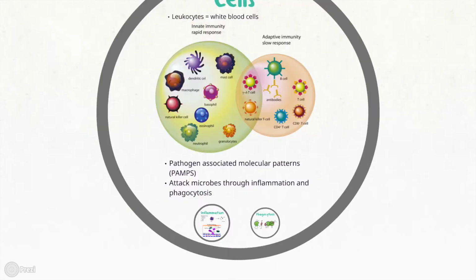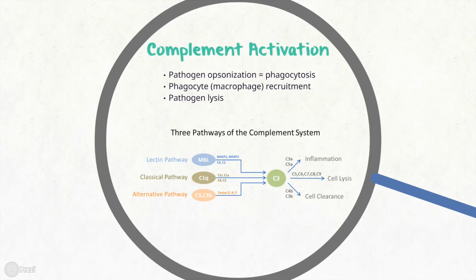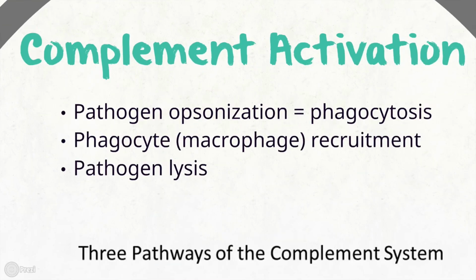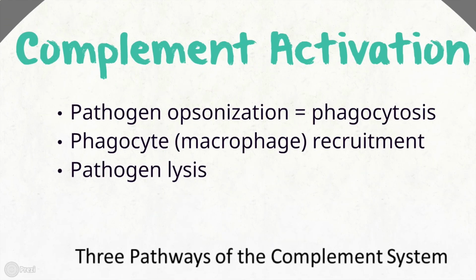There is also an innate mechanism in place known as the complement system. Essentially, this pathway consists of multiple proteins which activate each other in a cascade-like fashion. This complement activation results in pathogen opsonization, which means that the pathogen is marked for phagocytosis. The complement activation also results in phagocyte recruitment and pathogen lysis. Together, this ensures that the pathogen is destroyed by the innate immune system.